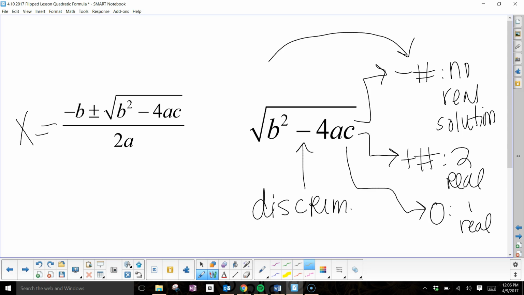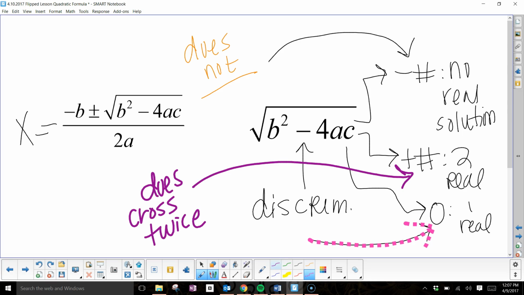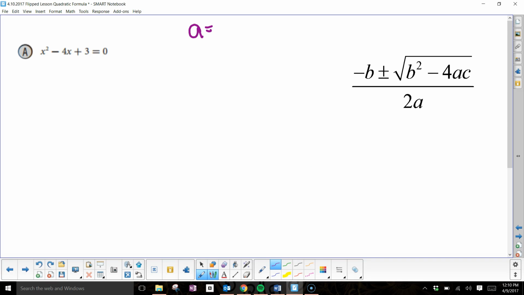And if you get an answer of 0, that's just going to be one real solution where it crosses the x-axis once. Now, remember, if you do get a negative, the parabola is never going to cross the x-axis. So it does not cross the x-axis if it is a negative number. If it is a positive number, then it does cross the x-axis twice. Now, if you get a special case where it ends up being 0, then that is a special parabola and a special equation, also known as a perfect square trinomial, where it only touches the x-axis once.